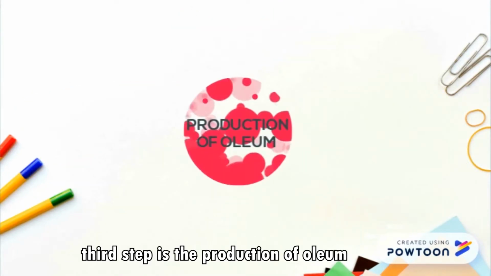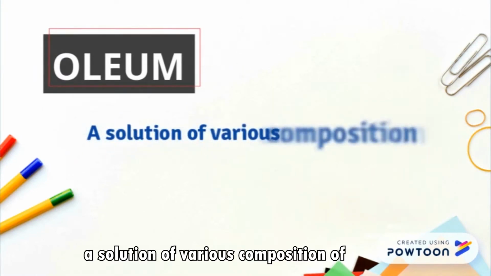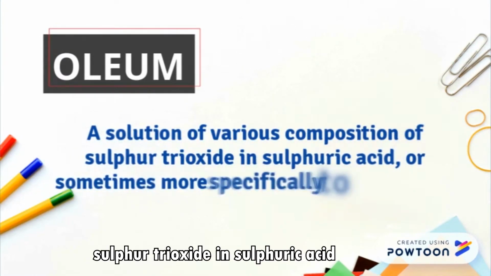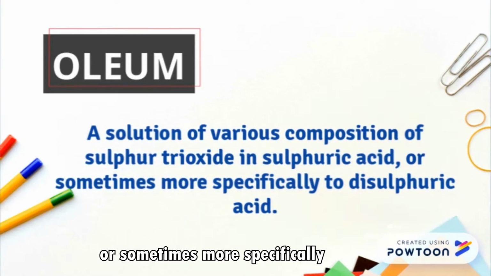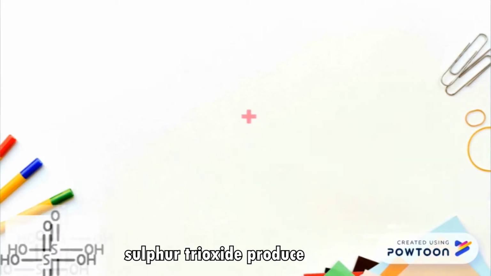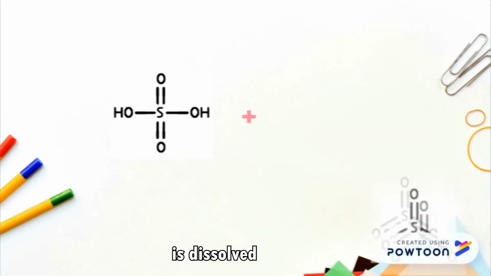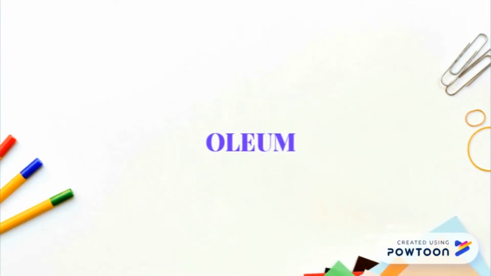Third step is the production of oleum. Oleum is a solution of various composition of sulfur trioxide in sulfuric acid, or sometimes, more specifically, to disulfuric acid. Sulfur trioxide produced is dissolved in concentrated sulfuric acid to produce oleum, a viscous liquid.